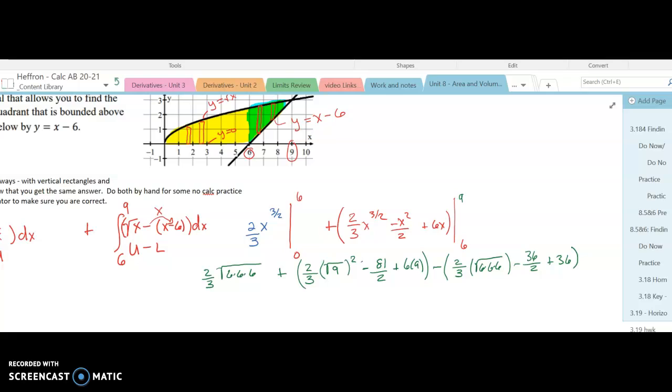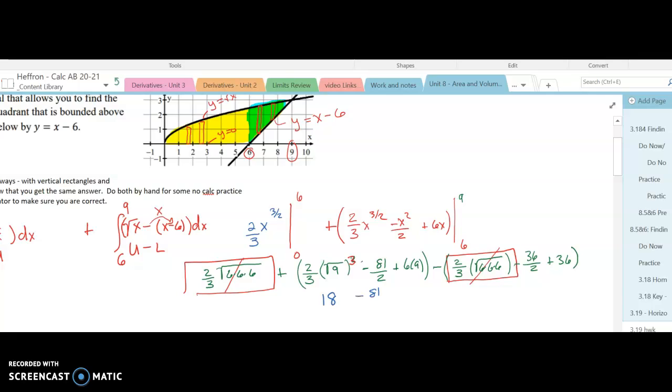So as I think about simplifying this mess, one thing I've noticed is this 2/3 times the square root of 6 cubed, and this negative 2/3 times the square root of 6 cubed, those are going to cancel out. So I'm not going to bother trying to simplify or anything. Square root of 9 is 3, and that should be a cube there. 3 cubed will be 27. Divided by 3 is 9, and 9 times 2 is 18. So this whole thing becomes 18.